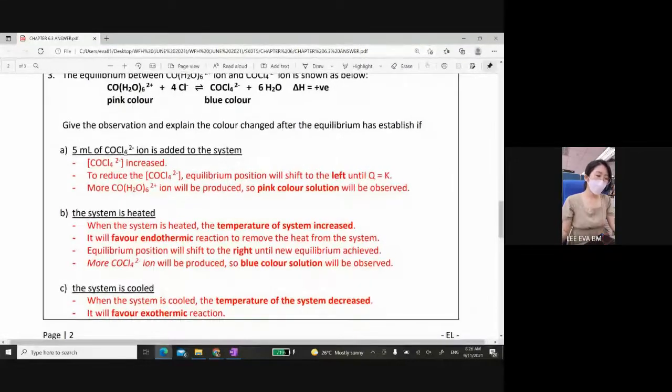Okay, so more Co(H2O)6 2+ complex ion will be produced. So pink color solution will be observed. Okay, you can take a screenshot over here, yeah?